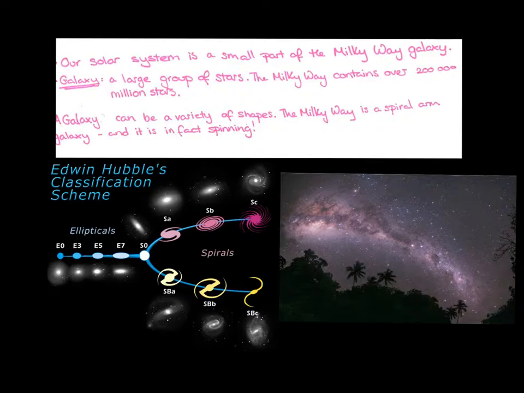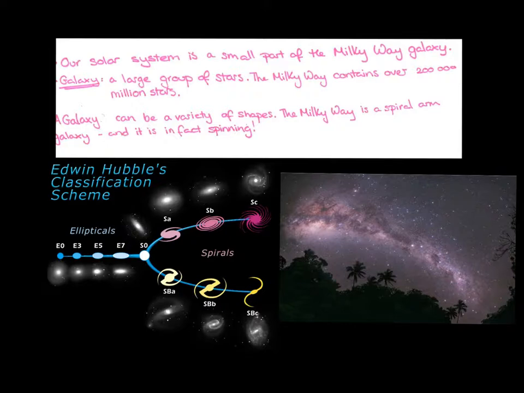So our solar system is a small part of the Milky Way galaxy. A galaxy is a large group of stars. The Milky Way contains over 200,000 million stars, and our Sun is just one of them. So our solar system is just a small part of the Milky Way galaxy.